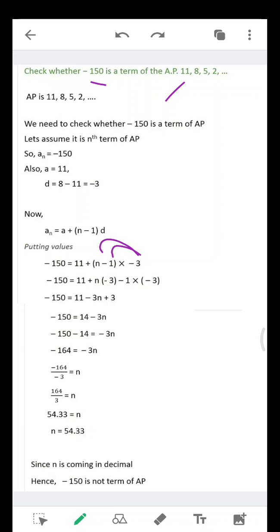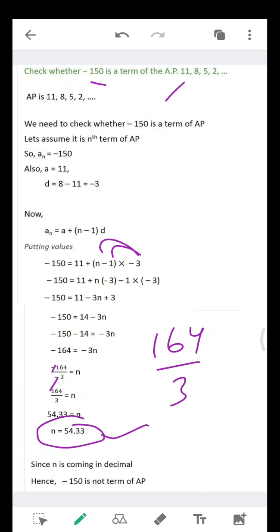Simplifying it further, I get minus 3n is equal to minus 164. Minus and minus you can cancel here, so n will be equal to 164 by 3. That is giving you a decimal, 54.33. So can the roll number of any child be 54.33, or a serial number or a term number? No, it can never be. It can never take any decimals. So when the n value comes in decimals, you can say it is not a term of the series. The n value will always be a positive whole number. It cannot take decimals. So this is the concept.